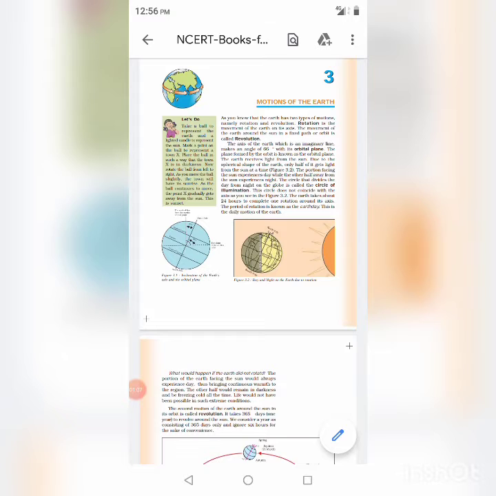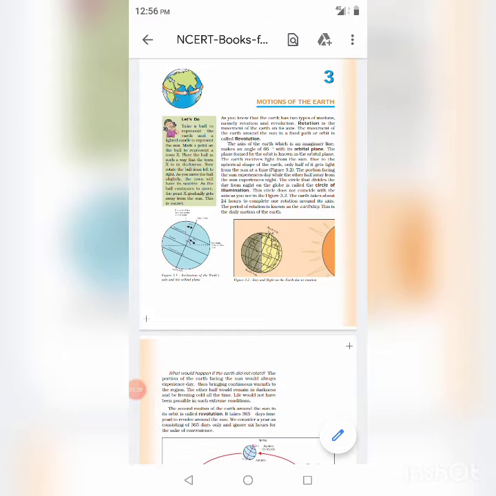The circle that divides the day from night on the globe is called the circle of illumination. The earth takes about 24 hours to complete one rotation around its axis. It is known as Earth Day.